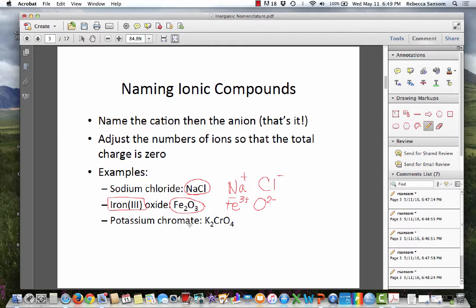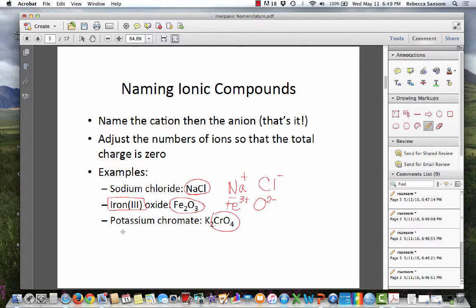Okay, then I have potassium chromate. This one is different because now it contains a polyatomic ion. We can recognize it because it has potassium, chromium, and oxygen in it, 3 elements. And I wouldn't ask you to name one that has 3 elements if it weren't a polyatomic ion. So we need to recognize that chromate, CrO4, is one of the polyatomic ions.